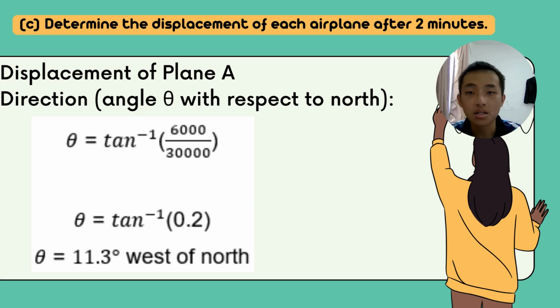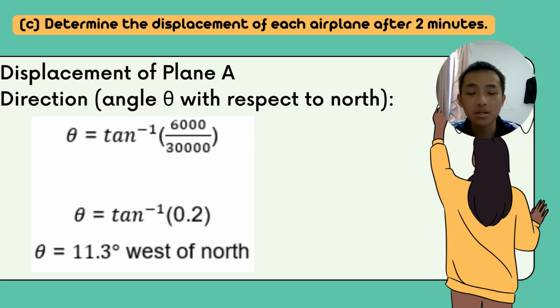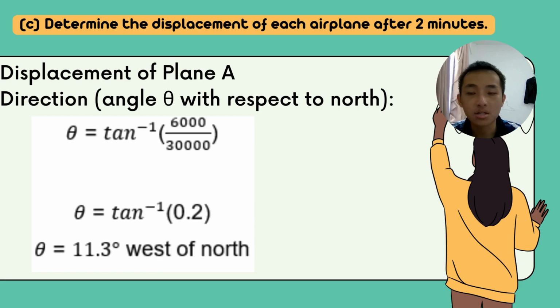After we found the displacement of plane A, we need to find the direction in angle. So we need to use the tangent formula, where tangent theta is equal to 6,000 over 30,000, which is equal to 0.2. So theta is the tangent inverse of 0.2, which is 11.3 degrees west of north.